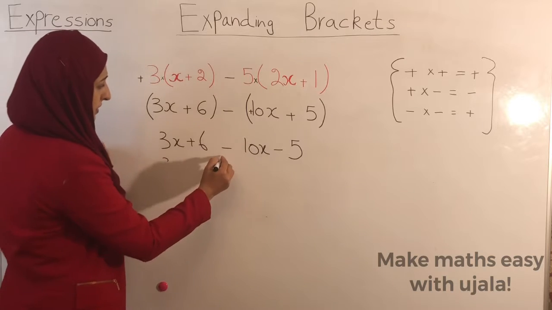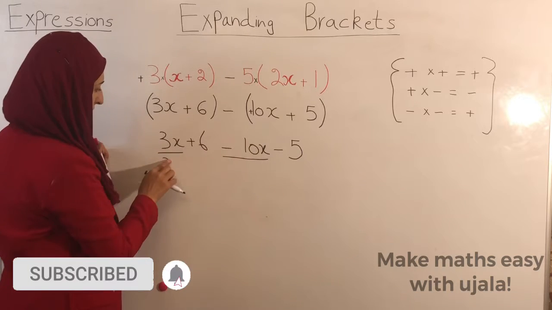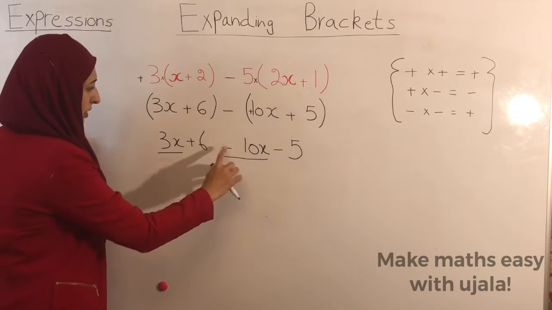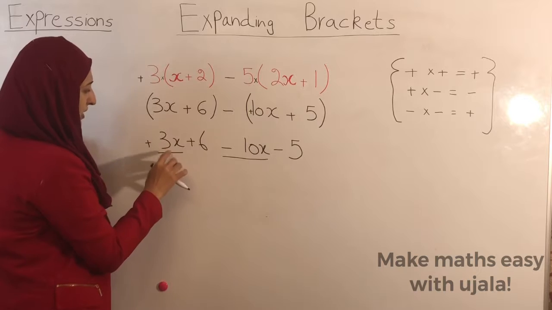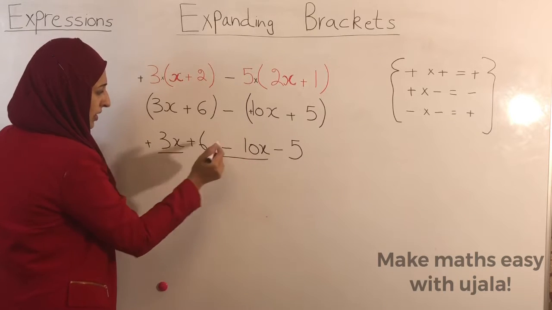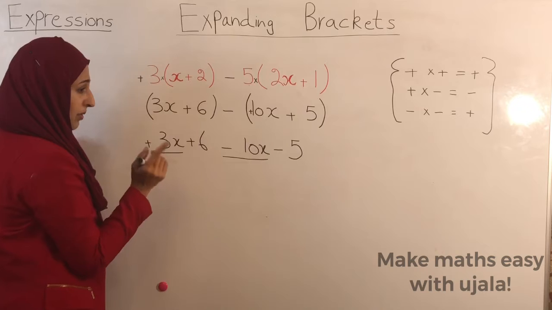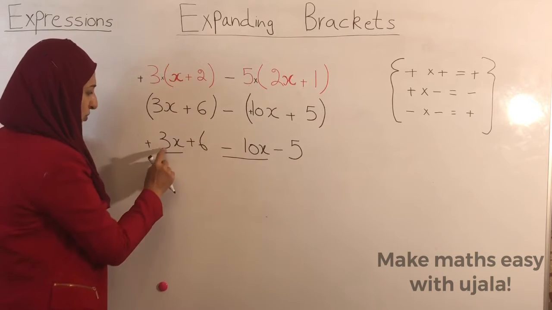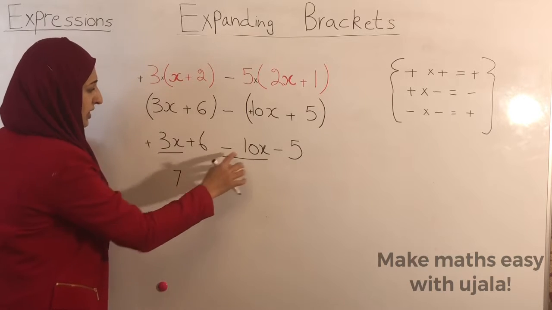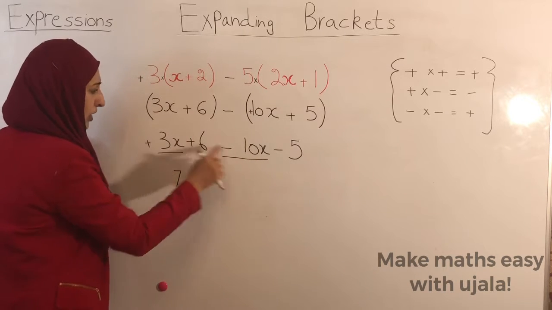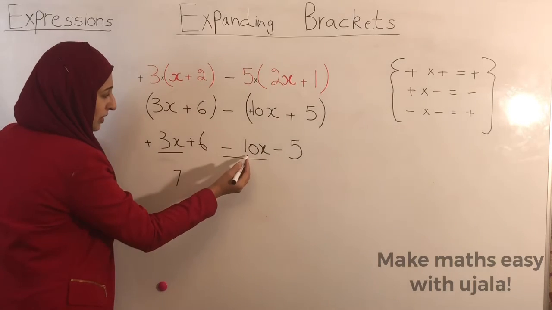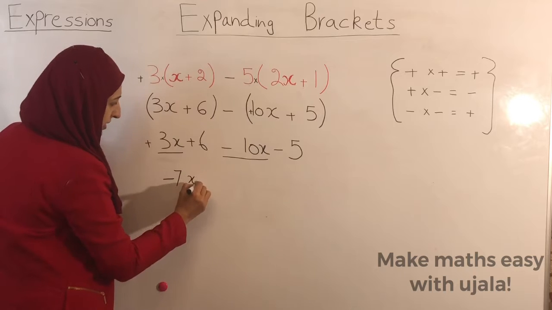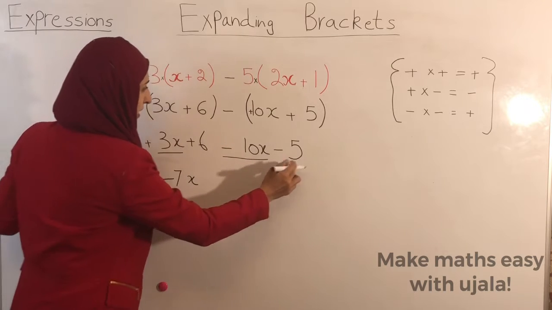Now we are collecting terms. These 2 x terms and these 2 are separate. So what is the answer? Again, plus 3x minus 10x, plus minus minus, but the sign of the bigger number. So 10 take away 3 is 7. And what is the sign with the bigger number? Which is a bigger number, 3 or 10? Obviously 10. So minus 7x.